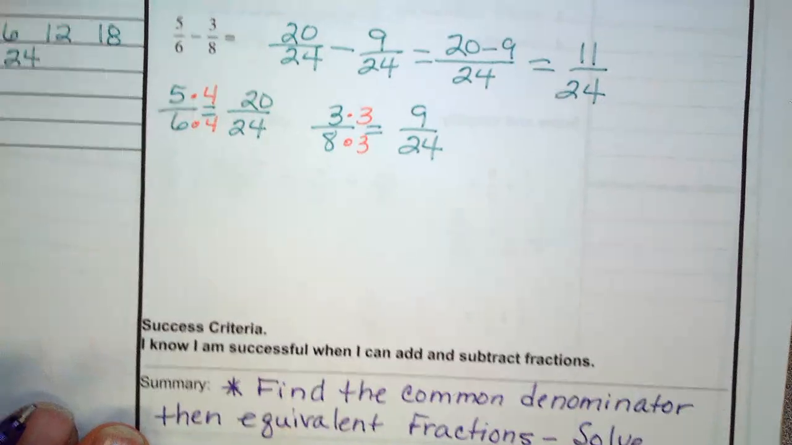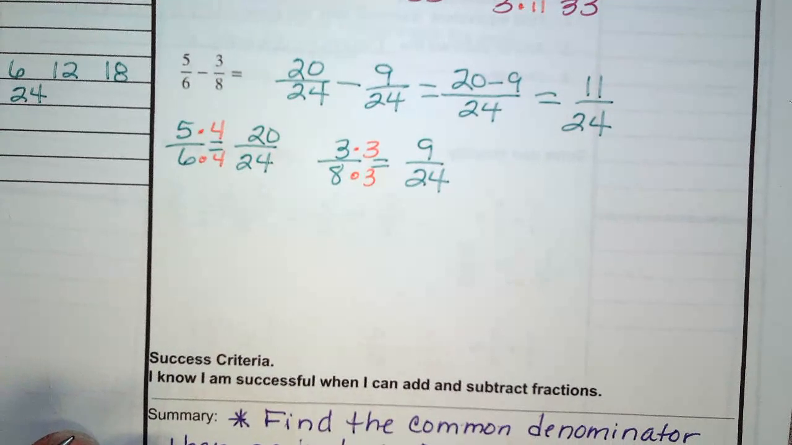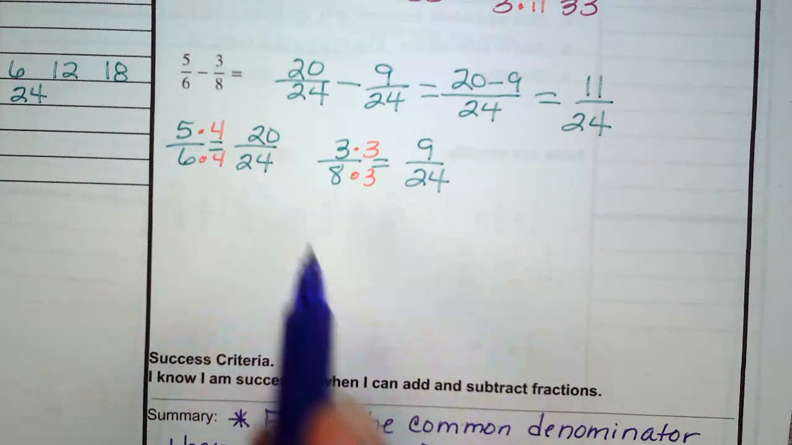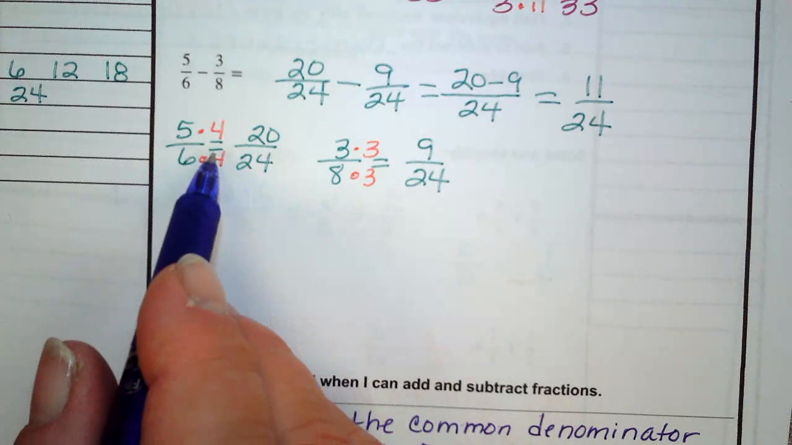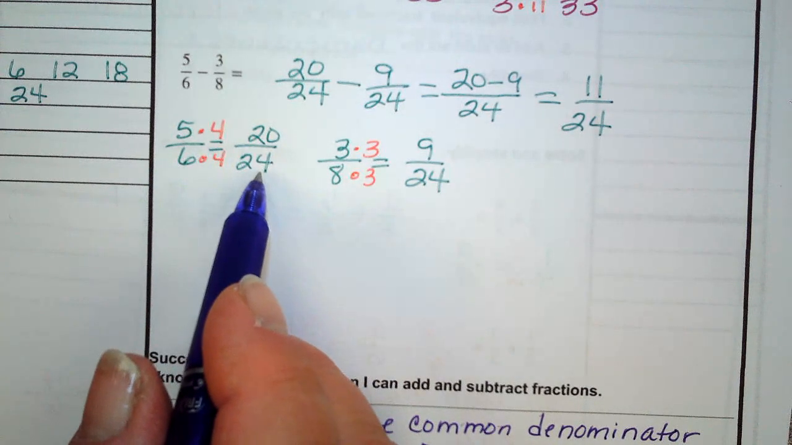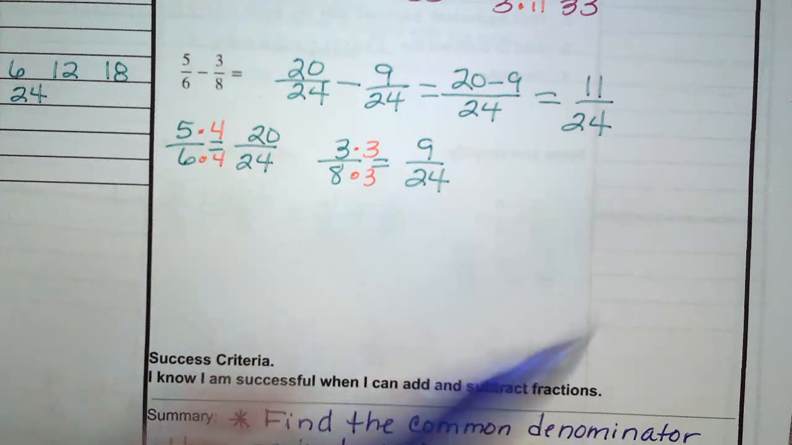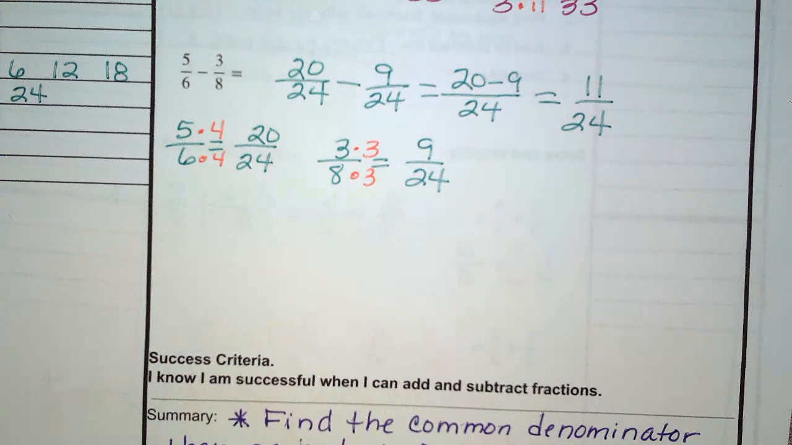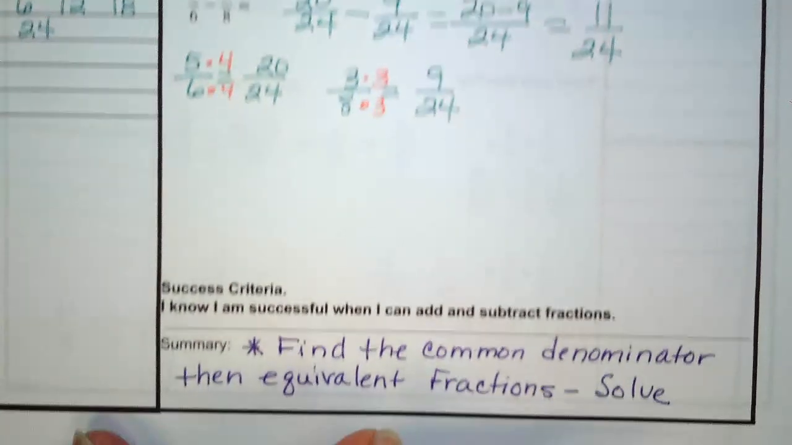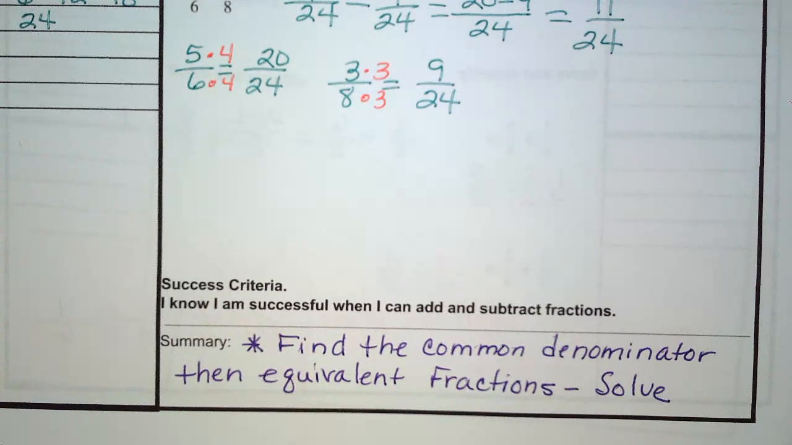So if you're looking at this, equivalent fractions means that they are the same quantity. 5 over 6 is equal to 20 over 24. 3 over 8 is equal to 9 over 24. That's what equivalent fractions are. So make sure you find that common denominator, create your equivalent fractions, and solve.